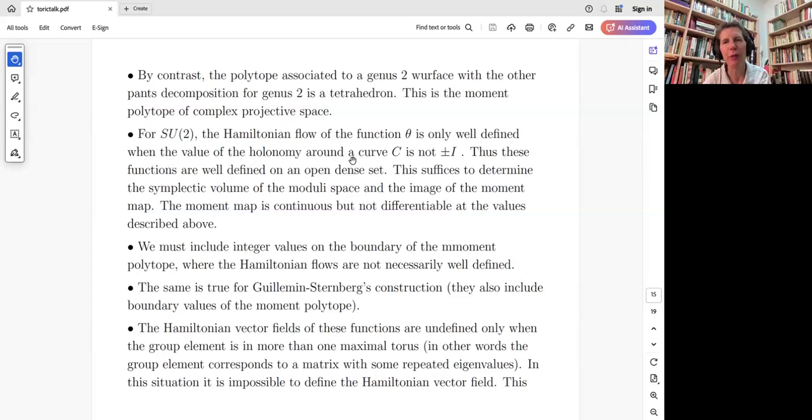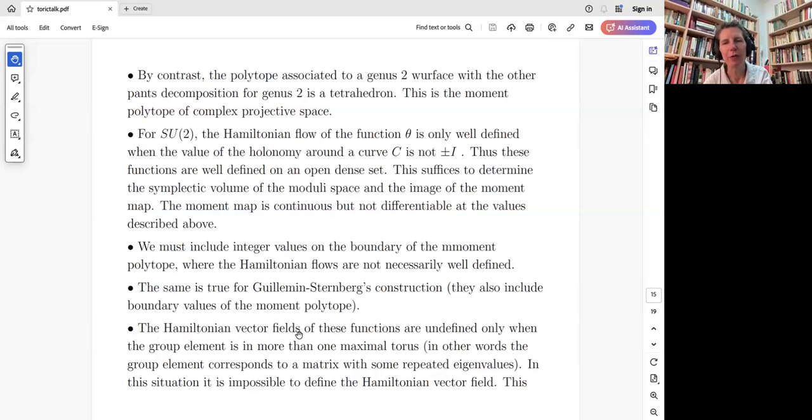For SU(2), the Hamiltonian flow of the function theta is only well defined when the value of the holonomy around the curve is not plus or minus the identity. So these functions are well defined on an open dense set. This suffices to determine the symplectic volume and the image of the moment map. So we must use integer values on the boundary of the moment polytope, where the Hamiltonian flows are not necessarily well defined. And the same is true for Gelfand and Sternberg's construction. They also need to include the boundary values of the moment polytope.